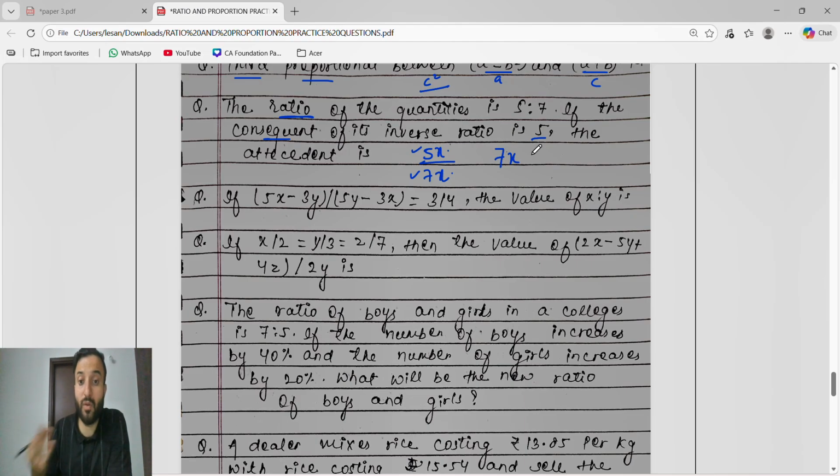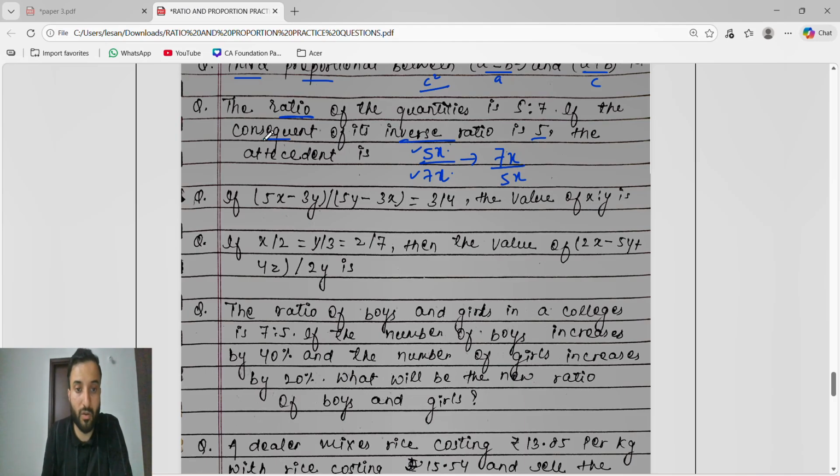Consequent of its inverse ratio. Inverse ratio means what? I see, consequent of its inverse ratio. So this is the ratio 5x by 7x. We have to do the inverse ratio, so it will become 7x by 5x. They said consequent of its inverse ratio. So first we will do the inverse ratio. So 5x by 7x, inverse ratio is 7x by 5x.